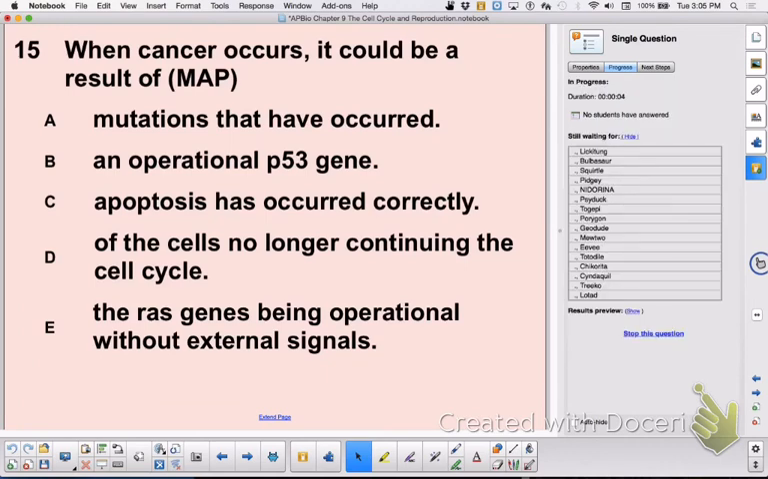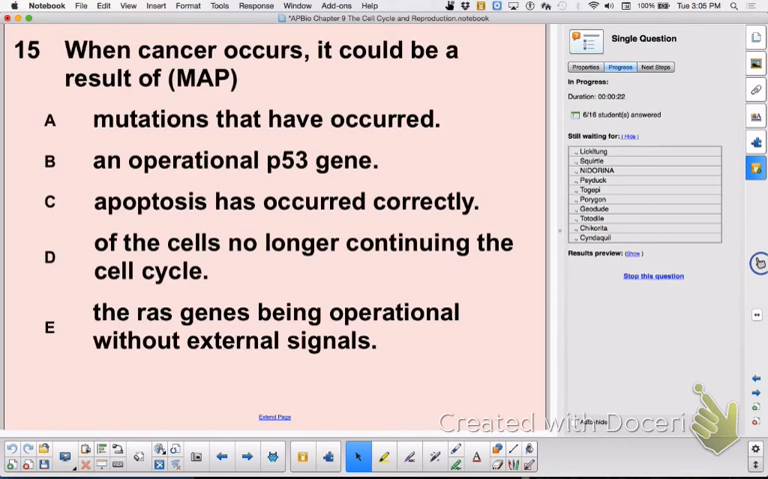My strong suggestion to you is to keep those straight. What's in a normal cell? A normal cell has an operational P53 gene, and it has proto-oncogenes that are working fine. An operational RAS is fine. When it's not operational, that's bad. So make sure you have examples for both.